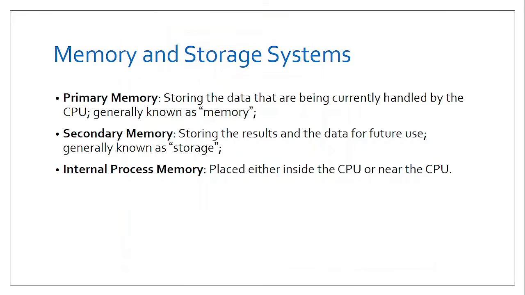Now, talking about memory and storage, the computer architecture has different categories of memories. We have the primary memory, also known as the RAM. We have looked at the random access memory. You also have the secondary memory, also known as the external memories, such as external storage devices. We also have internal processor memories. We have looked at the registers. We have also talked about the cache memories. These ones are placed near the CPU.